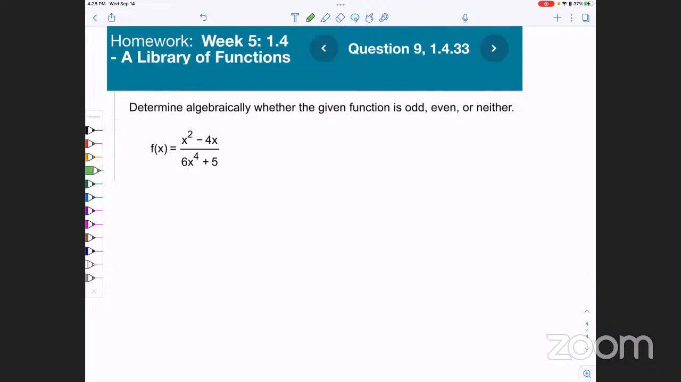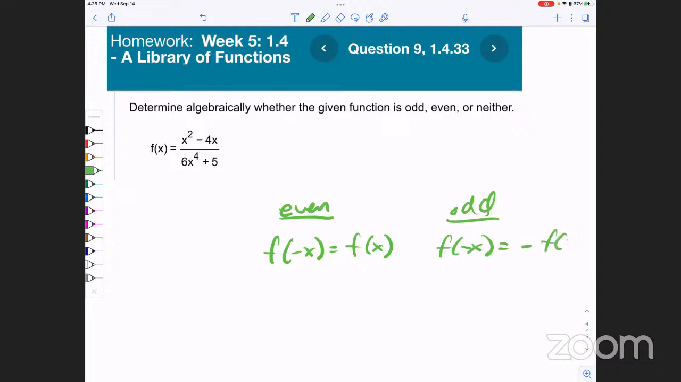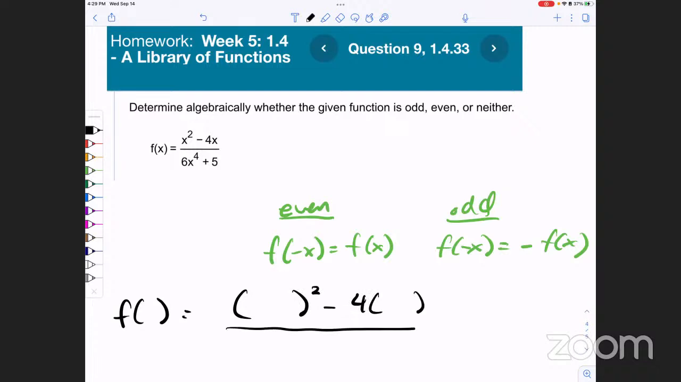So again, even: f of negative x, we get back to the original. Odd means f of negative x, we get a negative times the original. So first we're going to replace each x with a blank set of parentheses. X squared minus 4x over 6 times x to the 4 plus 5. Then we're going to replace each x with a negative x.